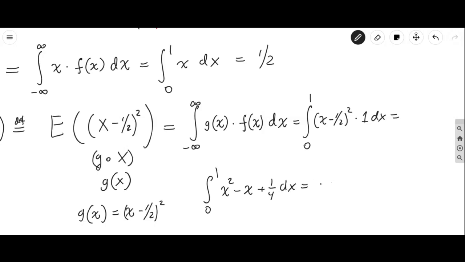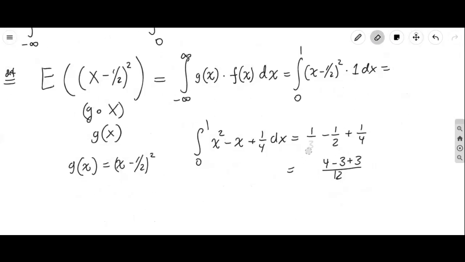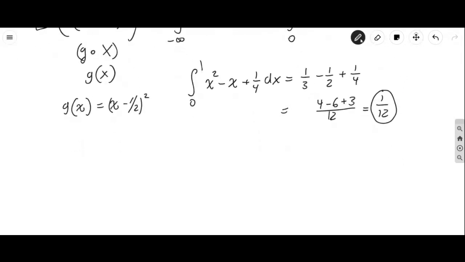And if we work this out, this would be 1/3 minus 1/2 plus 1/4. So what is that? The common denominator is 12. Let me just check this again. I made a mistake, so this is multiplied by 4, this is multiplied by 6, and this is multiplied by 3. So 4 minus 6 plus 3, which is 1 out of 12. So that would be the variance. The measurement of the spread of this random variable would be 1 out of 12.